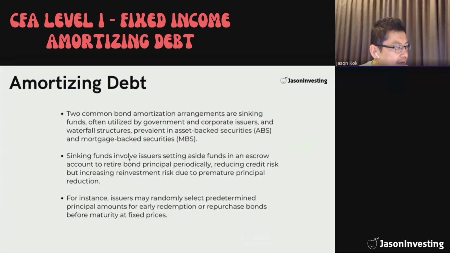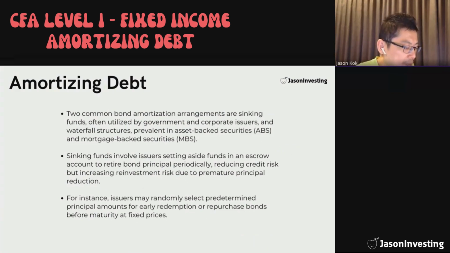So okay, sinking funds involve issuers in setting aside funds in an escrow account to retire bond principal periodically, reducing credit risk by increasing reinvestment risk due to the premature principal reduction. So this is paying back the principal and the same reinvestment risk that we are talking about. For instance, issuers may randomly select predetermined principal amounts for early redemption or repurchase bonds before maturity at a fixed price. So this is the part where you early retire some of the bonds.